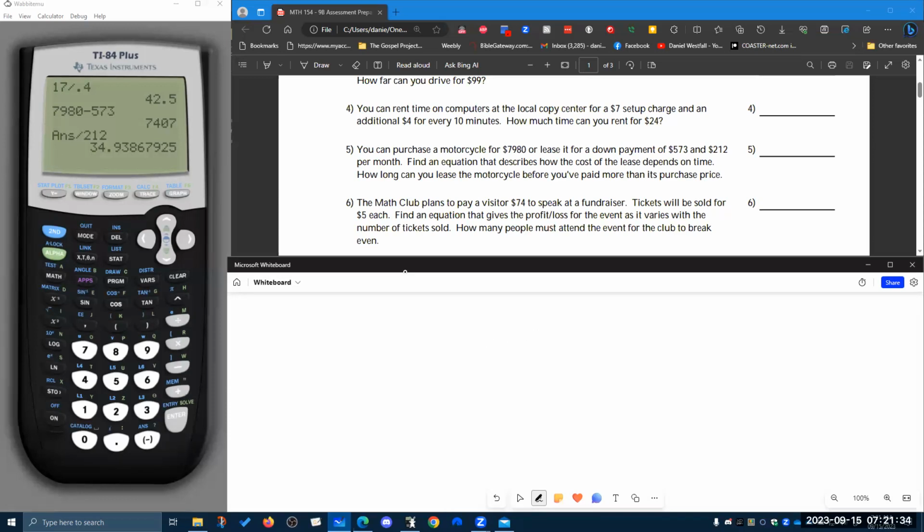They're paying $74 out of their pocket. This is big P profit. Plus they make revenue of $5 per ticket that they sell. How many people must attend for the club to break even? Remember that we have to sell a whole number of tickets. We can't sell a fraction of a ticket here.